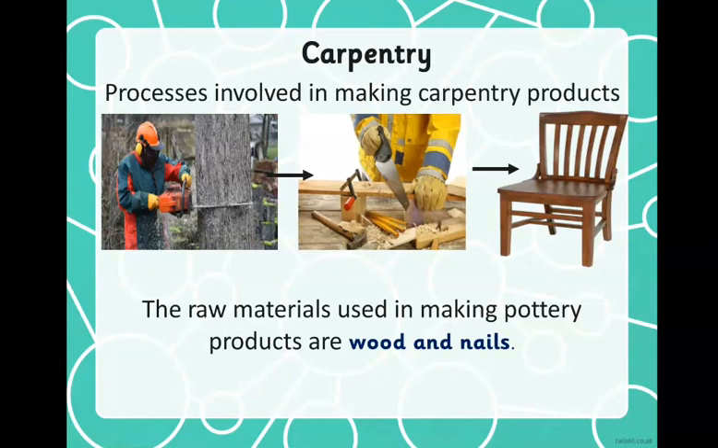The trees are felled and cut into logs. The logs are cut into thin pieces and are shaped by joining pieces together to form the desired carpentry products, which may be a chair, a table, a door, etc. The raw materials used in making carpentry products are wood and nails.